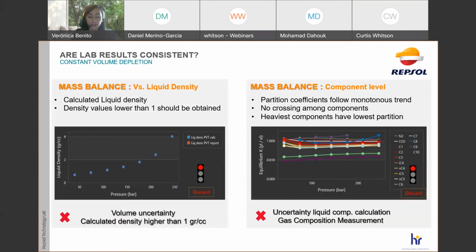And additionally, on the right side, we apply the same material balance again as in the differential liberation to calculate the partition coefficients per component. But in this example, differently than in the previous one, we can see a different behavior, no? Here we observe that a lot of components are crossing between them, and there is no monotonic trend in all the components. So we will discard those results, assuming some uncertainty in the constant volume depletion results.